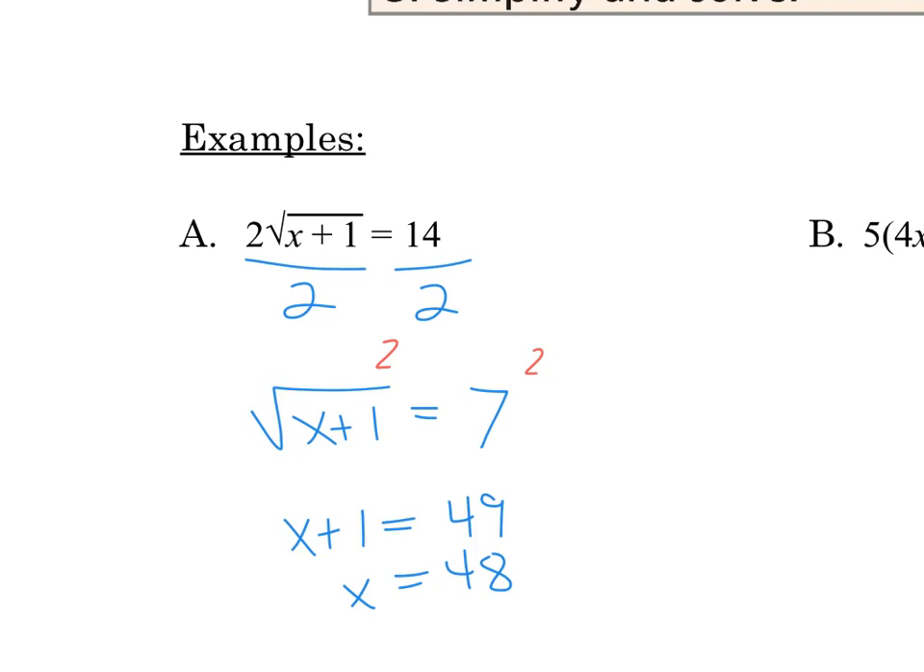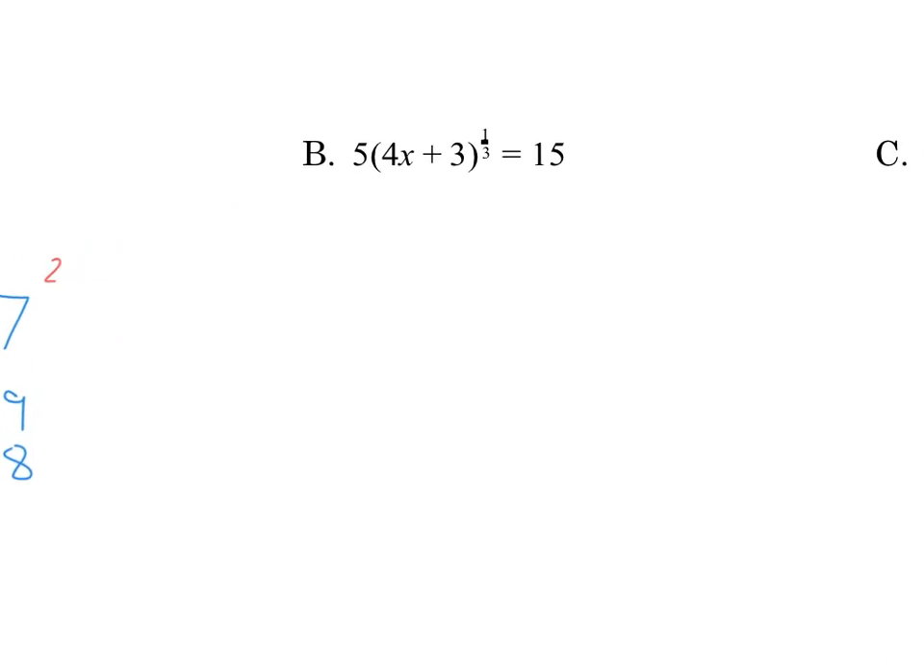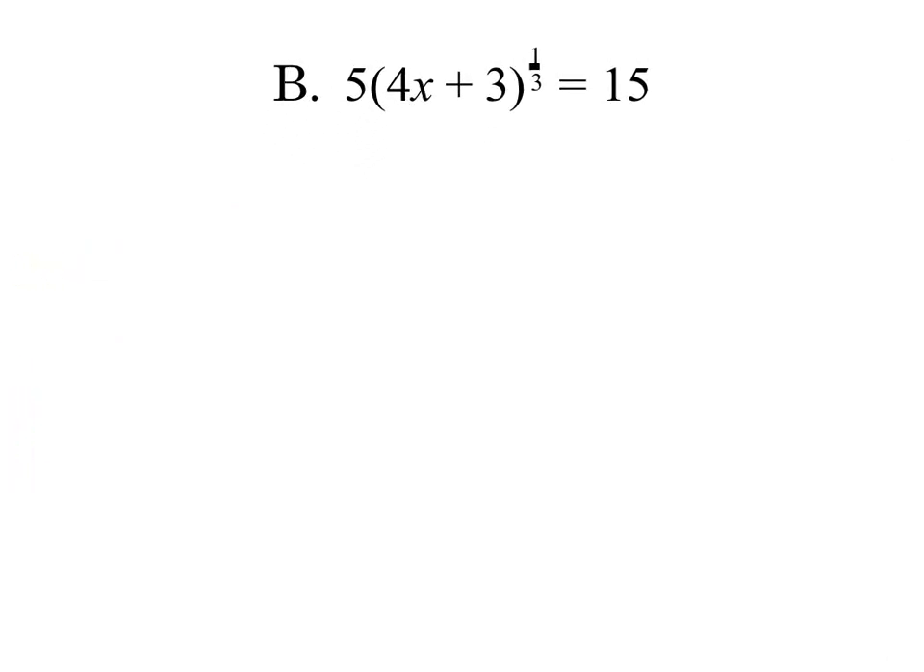So let's try another one. Let's move over to example B. Well, here I have a rational exponent. That shouldn't throw us off. We can treat that as if it were a radical. So first I want to isolate that radical. I'm going to divide both sides by 5.